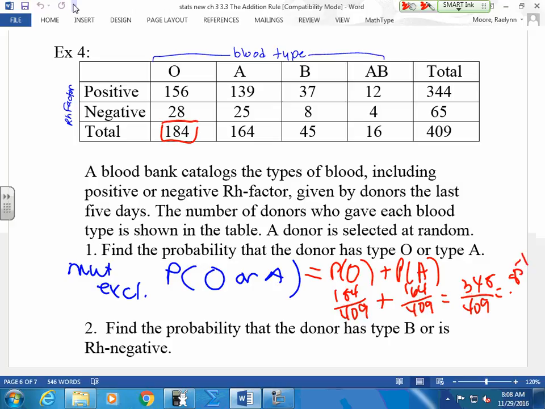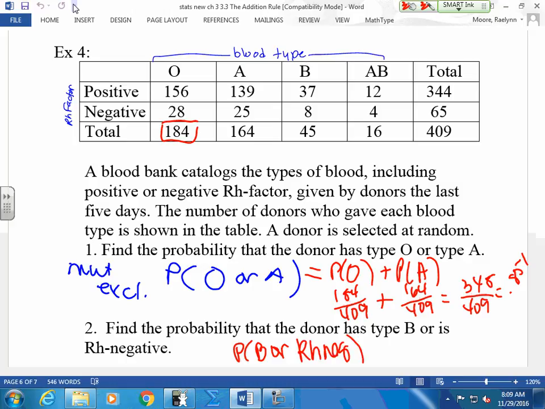Right? That's a pretty strong probability that this person that I select is going to have a type O or a type A. O, I think, is the most common one. It is the highest one. A must be another pretty common one. Okay. Now, find the probability that the donor has a type B or is an Rh negative.